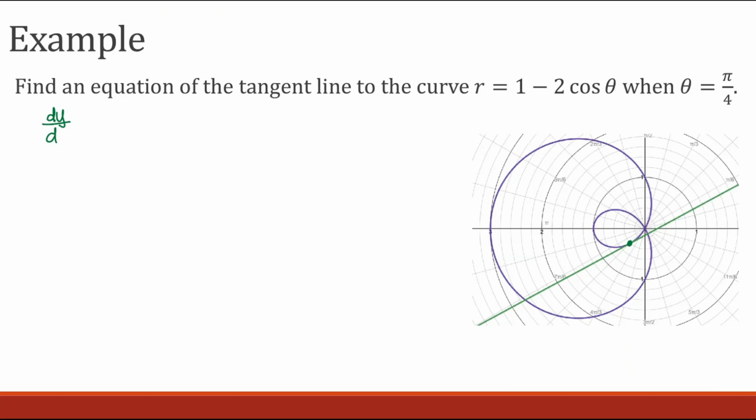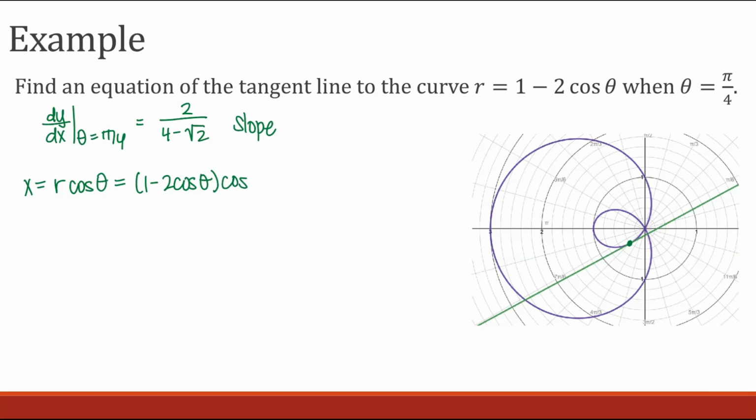So that's the point of tangency, and we found the slope of that tangent line already. In the previous part, dy/dx at theta equals pi over 4 was equal to 2 over, I'll write it as 4 minus radical 2. So this is my slope, and what I also need is a point. So I need x and y. But x, remember, is equal to r cosine theta. And r is 1 minus 2 cosine theta times cosine theta. So we need to plug pi over 4 in to get the value of x, and then do the same thing for y.